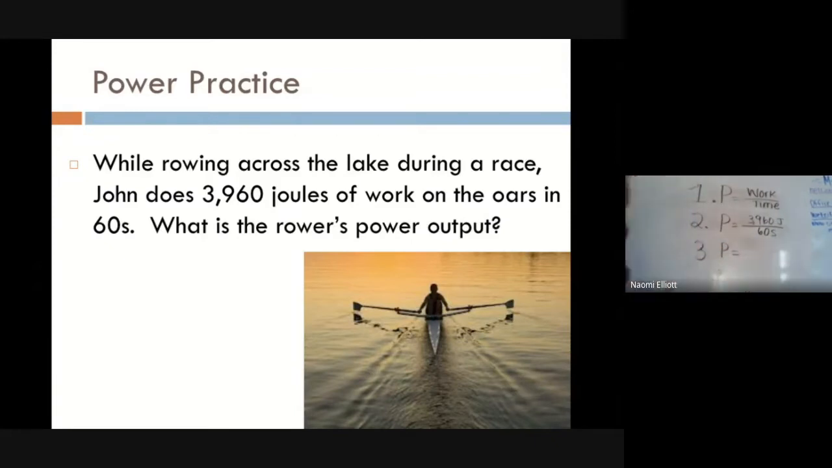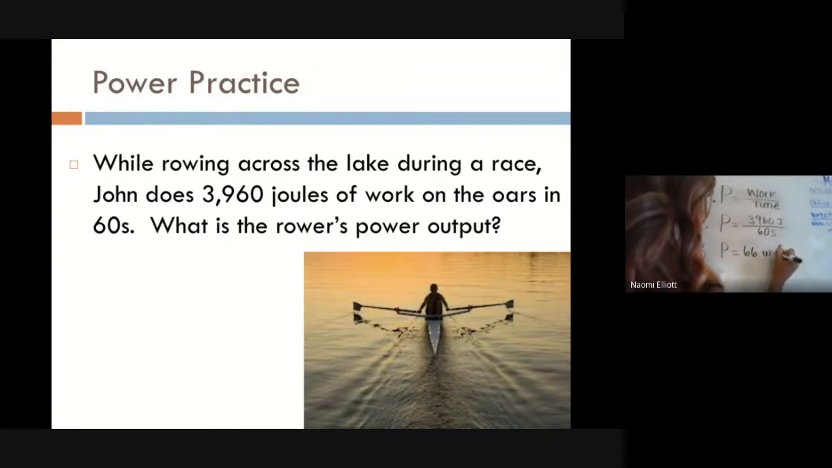Okay, I'm going to go ahead and solve this equation using a calculator, of course, just to make sure that you guys always use a calculator. Please do not rely on your ability to do long division. Most of you guys cannot do it as well as you might think you can. And you're going to get that the power is 66 watts.